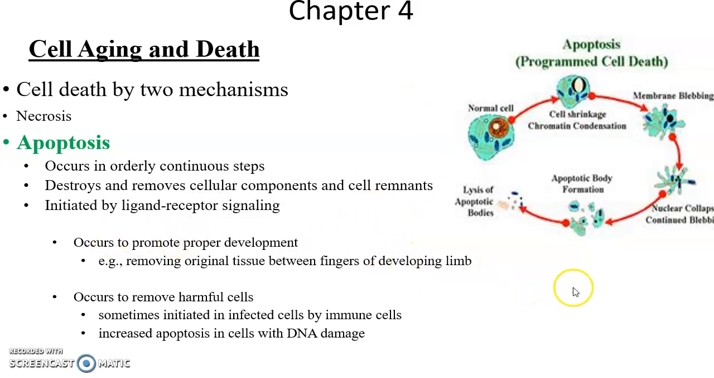This occurs during proper development when we were all fetuses. At one point, we had tissue between our fingers, giving us little webbed hands. And then over time, as the fetus developed, the tissue between the fingers underwent apoptosis and disappeared.